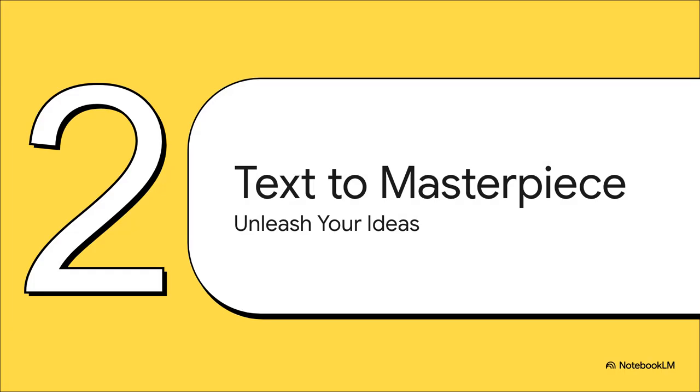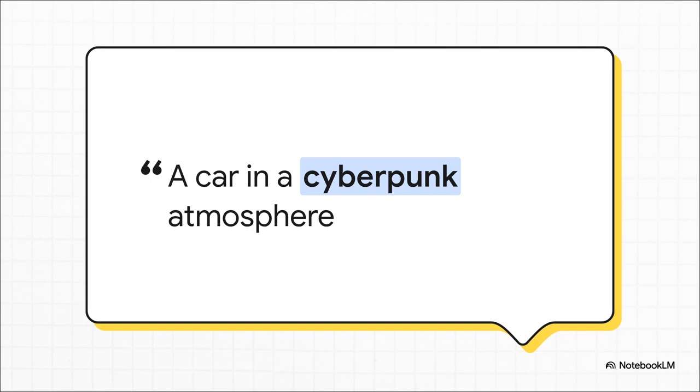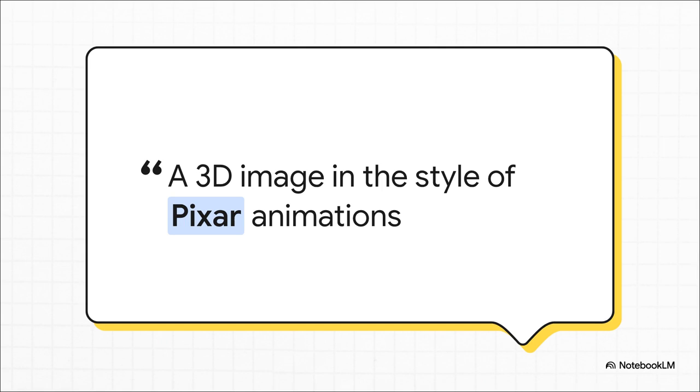So, how does it all work? Well, let's start with its bread and butter, its most powerful feature: turning simple text prompts into incredible images. This is where your imagination can really run wild. You can get super specific and stylistic with it. So for example, a prompt like "a car in a cyberpunk atmosphere" isn't just going to spit out a picture of a car. It creates a whole mood, a whole vibe, complete with glowing neon lights and a gritty, futuristic feel.